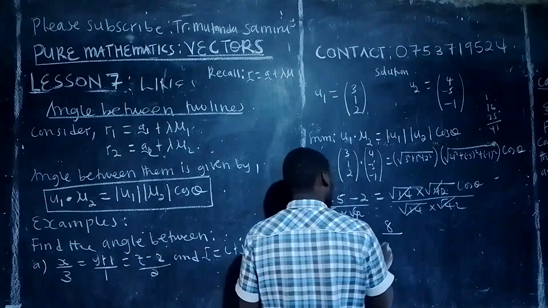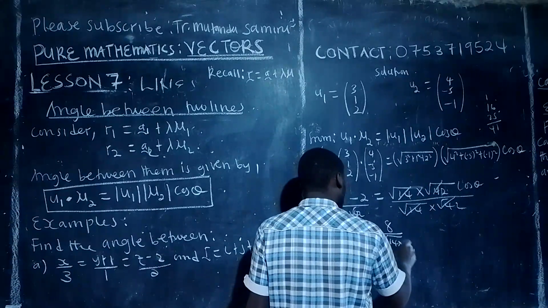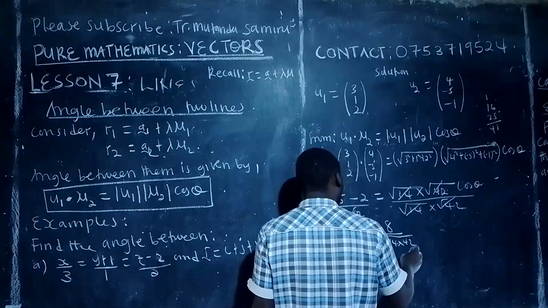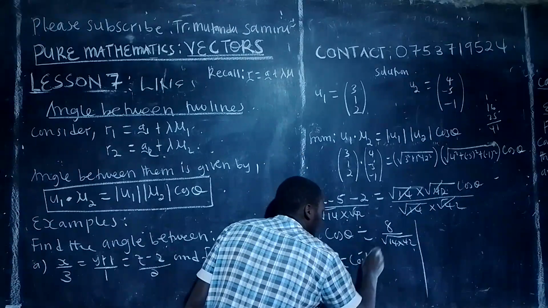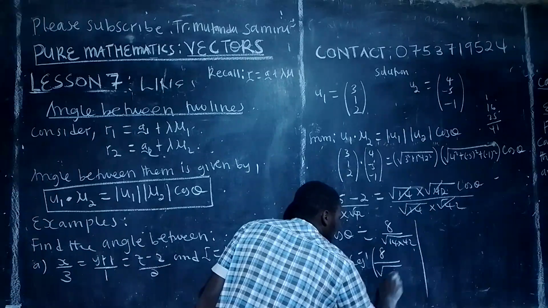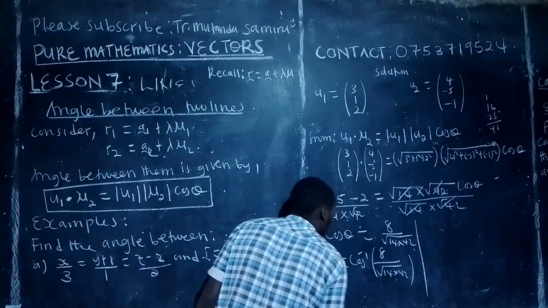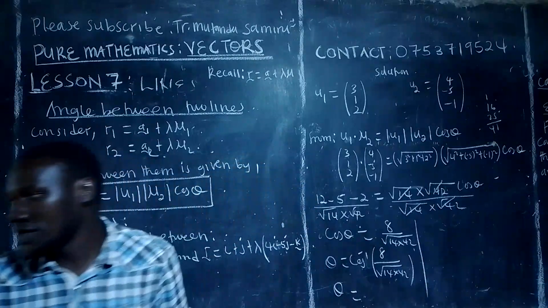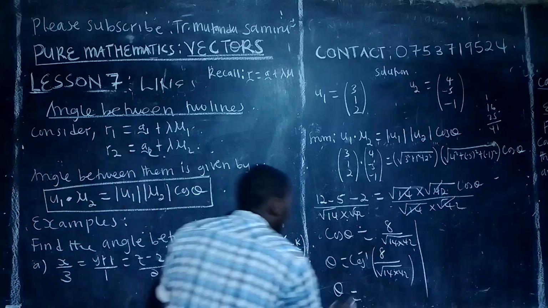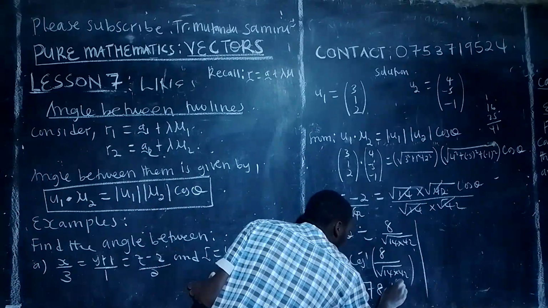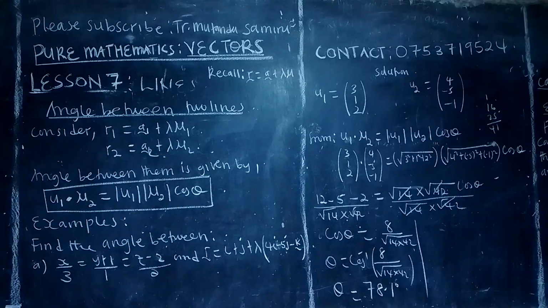over the square root of 14 times 42. So that implies that theta will be equal to cos inverse of 8 over the square root of 14 times 42. Theta to 1 decimal place will be 78.1 degrees, as simple as that.